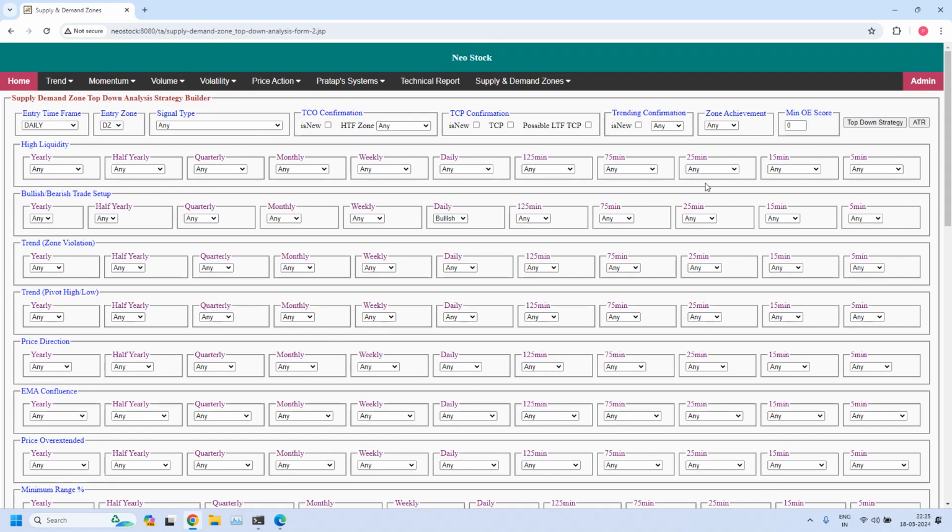Apart from that, we will also make sure the zones have zone achievement violated opposing zone, because such zones are tradable. Why they are tradable, I will explain in our next training lesson 20, where I will explain the upcoming lessons. And we should have a minimum odd enhancer score for a bullish trade setup of 12. Let us generate based on these settings.